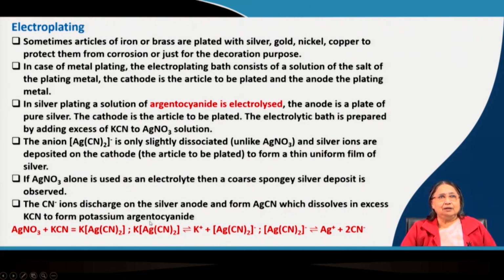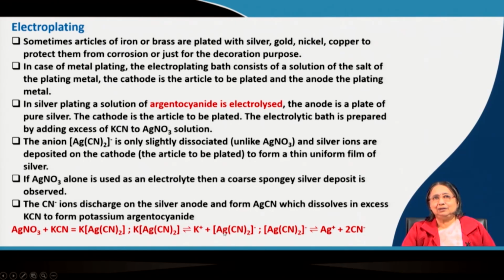This is the beauty of electroplating with silver. When the cyanide ion discharges on the silver anode, what will happen? The cyanide ion will be discharged to form silver cyanide. This silver cyanide will again dissolve in the KCN that you have taken in the bath to form the potassium argentocyanide. The reaction is shown here. Silver nitrate you have taken in the bath, and with excess KCN it will form this complex. After that this complex will ionize to form this one.